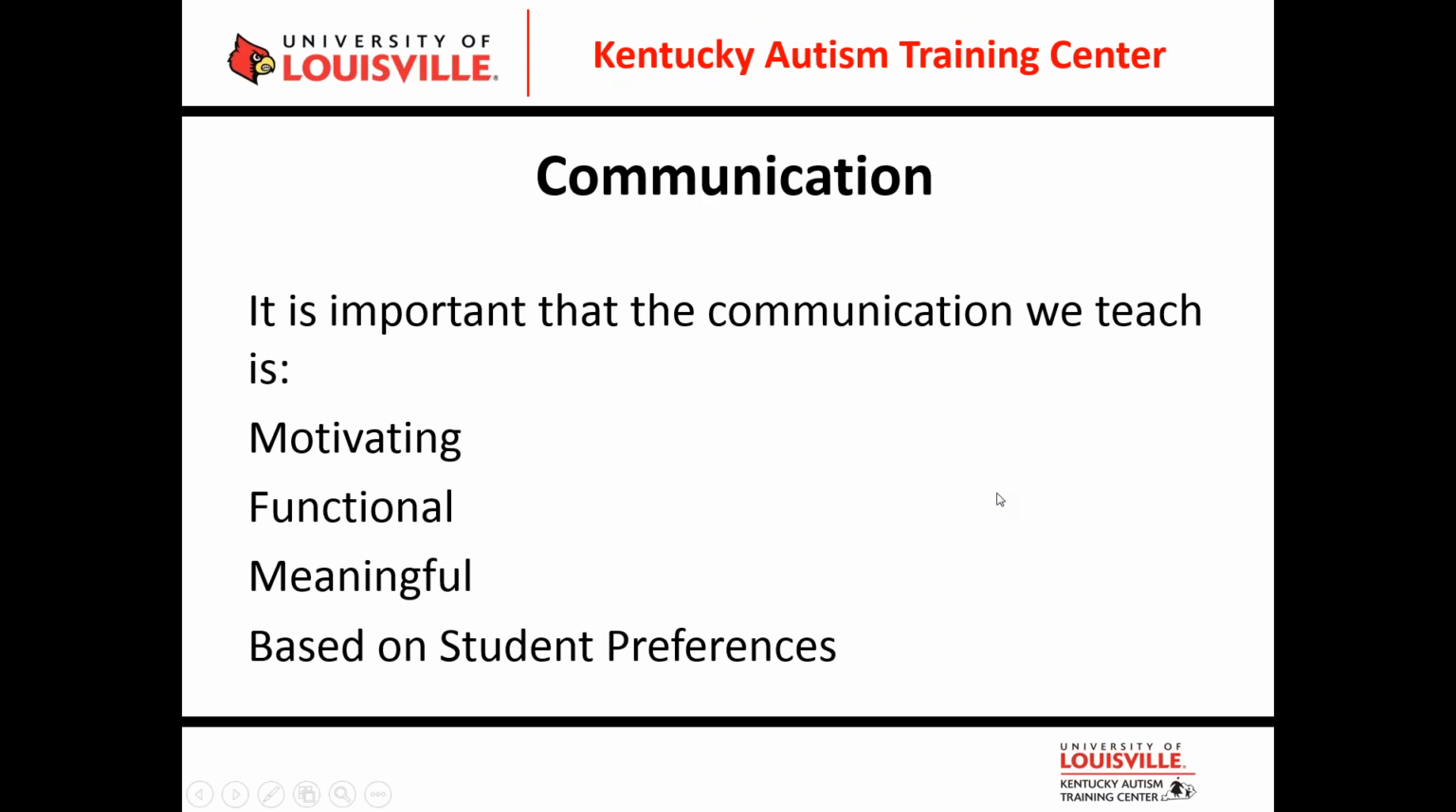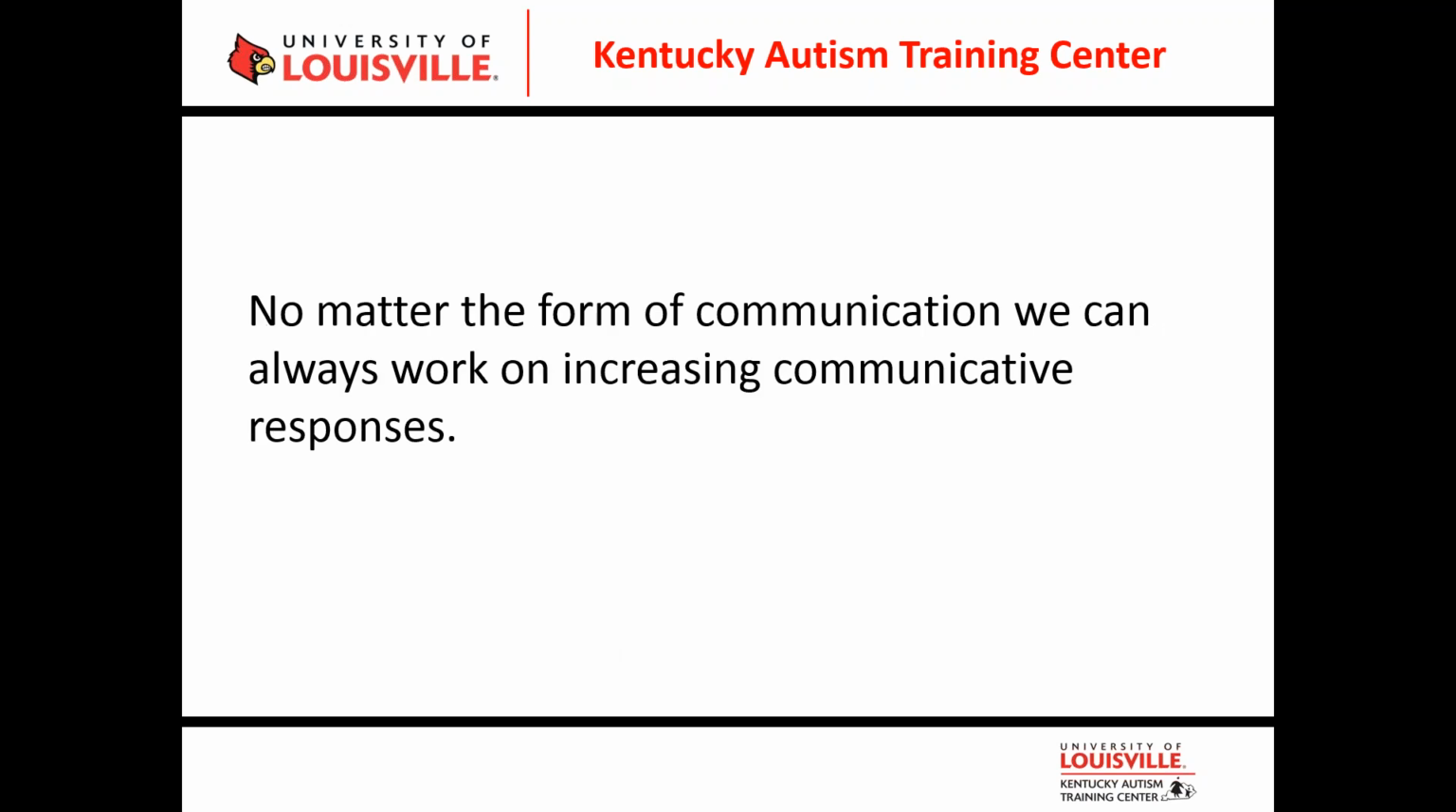So we want to make sure that the communication we're teaching is functional for them. We want to make sure that we're using things that are based upon their preferences, so looking at the function of the behavior and understanding it. And we also want to make sure it's meaningful to them as well, that we're looking at why they're engaging in those behaviors and what communicative response they're attempting to engage in and how we can use that language to increase appropriate responses and decrease those inappropriate responses. So no matter what the form of communication, we can always work on increasing communicative responses.